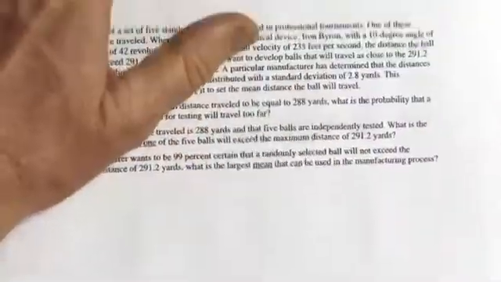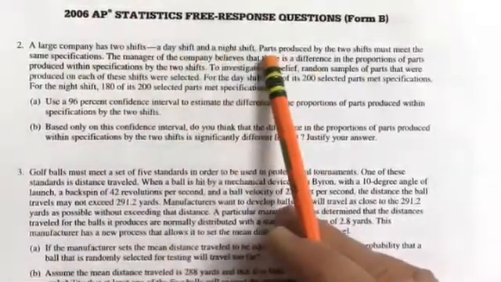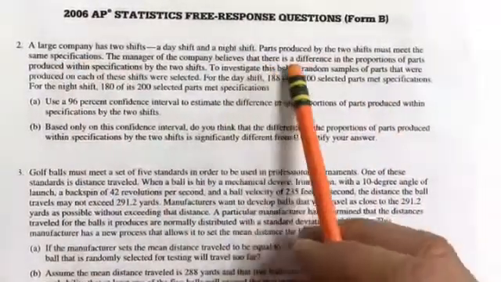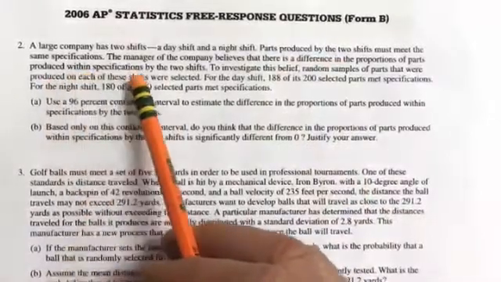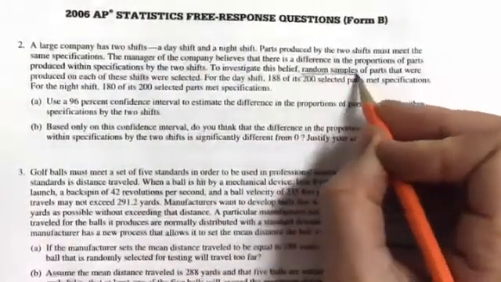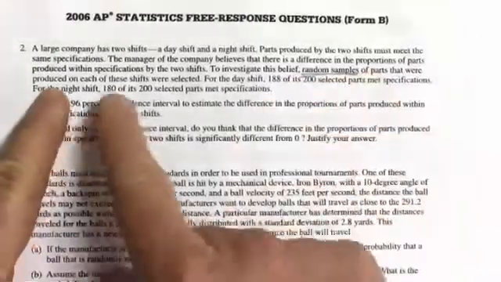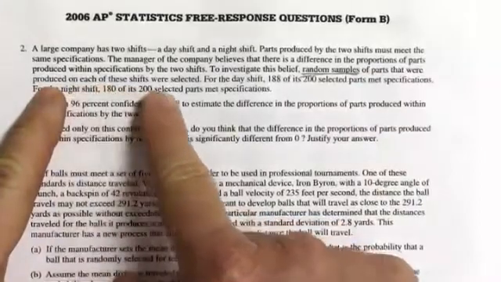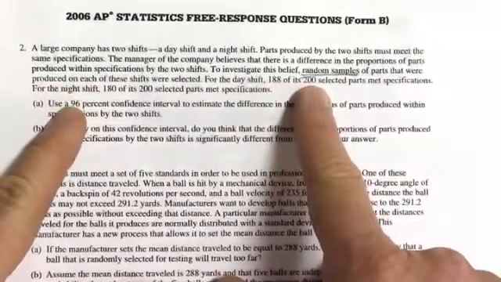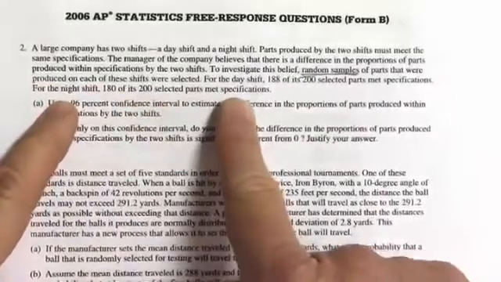So that means it's time for number two. So let's see if we can do number two. A large company has two shifts, a day shift and a night shift. Parts produced by the two shifts must meet the same specifications. The manager of the company believes that there is a difference in the proportion of parts produced within the specification by the two shifts. To investigate the belief, random samples, that's a big deal to us, that prevents bias and gives us representative samples, evens out the influence of other variables. Random samples of the parts that were produced on each of the shifts were selected. For the day shift, 188 of the 200 selected parts met specifications. And for the night shift, 180 of the 200 selected parts met specifications.